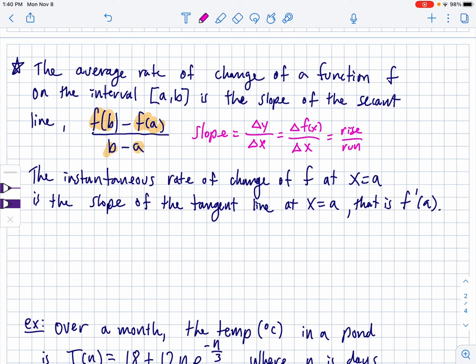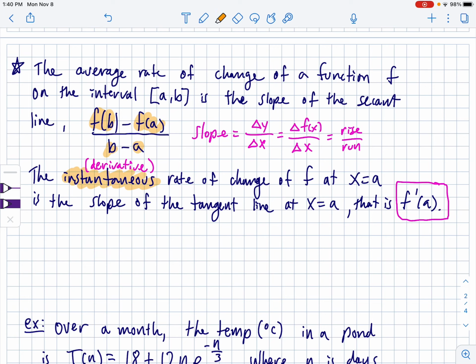Now, the word instantaneous should always set off an alarm bell. You should be thinking derivative when you see that guy. The rate of change of f at x equals a is the slope of the tangent line at x equals a, which is to say f prime of a. Derivatives are just slope machines, so you're finding slopes of tangents when you put a into a derivative, and that's the instantaneous rate of change.